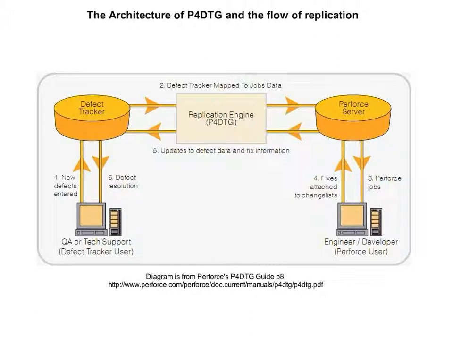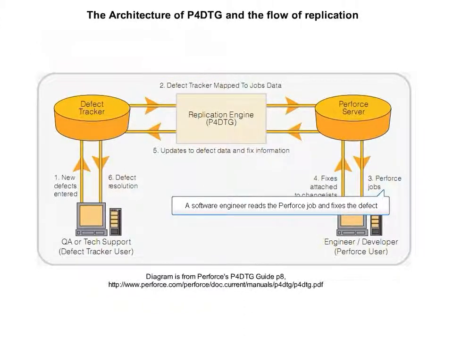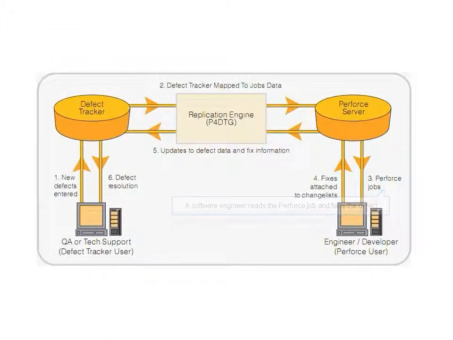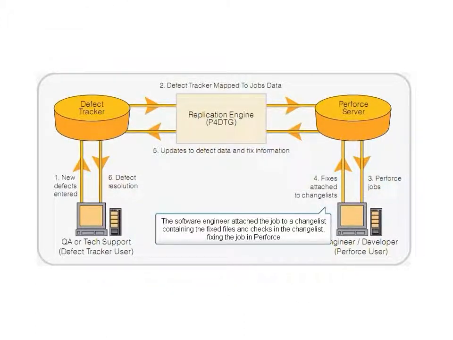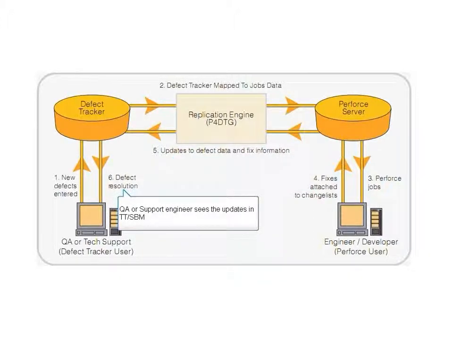We start with defects being entered by the QA support engineer in TeamTrack. When it is an appropriate point in the workflow, so that means that code changes actually need to be made, the issue is replicated into Perforce. Sometime later, a Perforce support engineer finds the job and actually fixes the defect. They associate the job with change lists that perform the actual changes required. It's replicated back by P4DTG, and then these changes are visible within TT SBM.